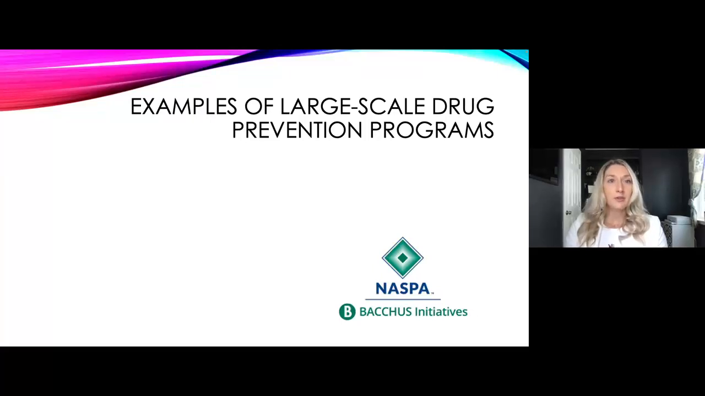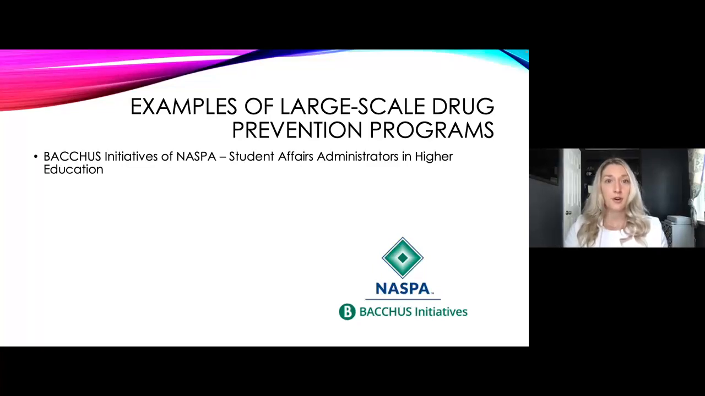So now we can look at examples of the larger scale drug prevention programs, now that we've covered a couple different types. The first is the Bacchus Network or initiatives. Bacchus stands for Boosting Alcohol Consciousness Concerning the Health of University Students. It began in 1975 as a national student organization with a goal to prevent alcohol abuse.